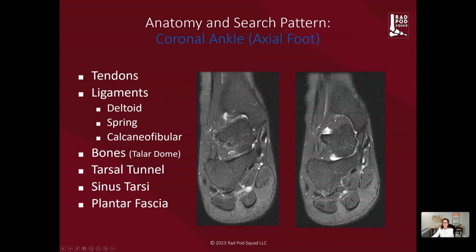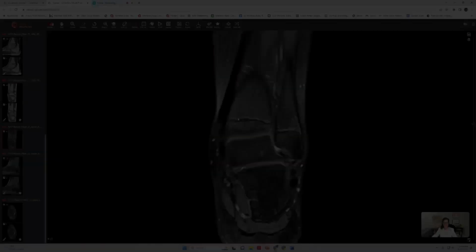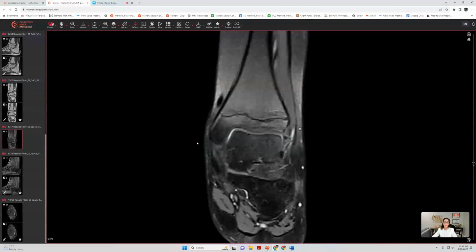We can appreciate the axial cross section through the region of the muscles of the heel, going from medial to lateral: abductor hallucis, abductor digiti minimi, and of course we have our flexor digitorum brevis and quadratus plantae. This is the region of the sinus tarsi, laterally pyramidal shape, which is wider than the medial pinhole. In the coronal plane, of course, we're going to be assessing our tendons, ligaments, bones, the tarsal tunnel, sinus tarsi, and plantar fascia.